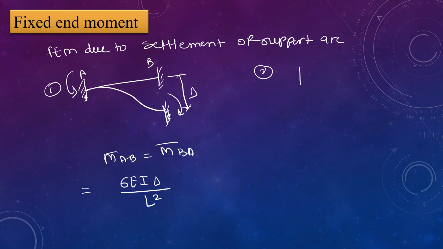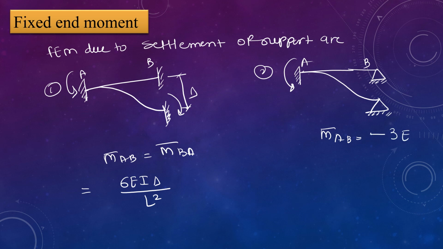Then next, if the far end is a hinge and that hinge support is settled down, then the value of moment at AB, where this is support A and this is B, is equal to minus 3EI delta by L square. But in case of moment BA, that value is equal to 0. So these are the values for the settlement of supports.